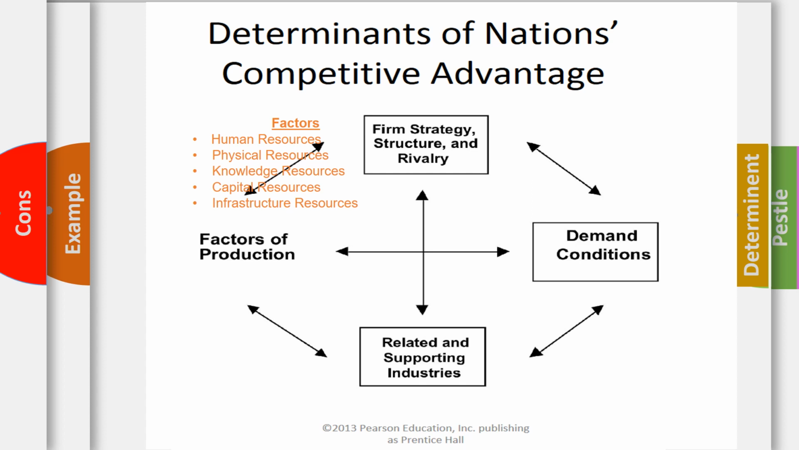And when Porter talks about these factor conditions, really he breaks them down into two types. Basic factor conditions such as natural resources and unskilled labor, and advanced factor conditions such as skilled labor and specialized capital. And Porter argues that it's not really the basic factor conditions but more the advanced factor conditions which give a country a determinant of competitive advantage, combined with the other elements, of course.